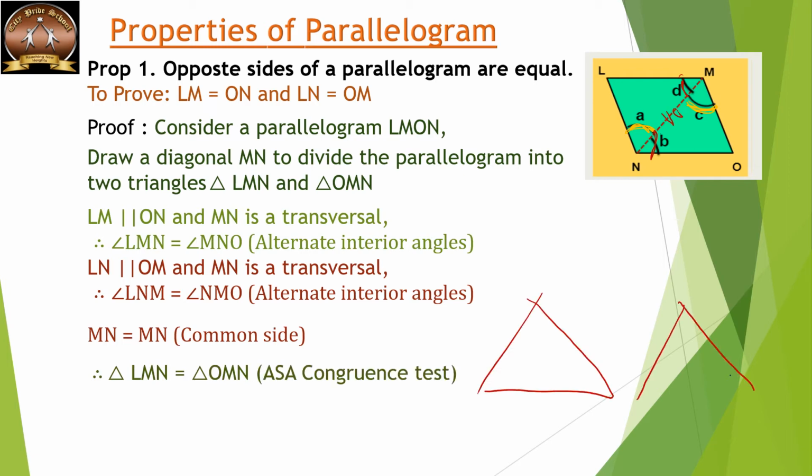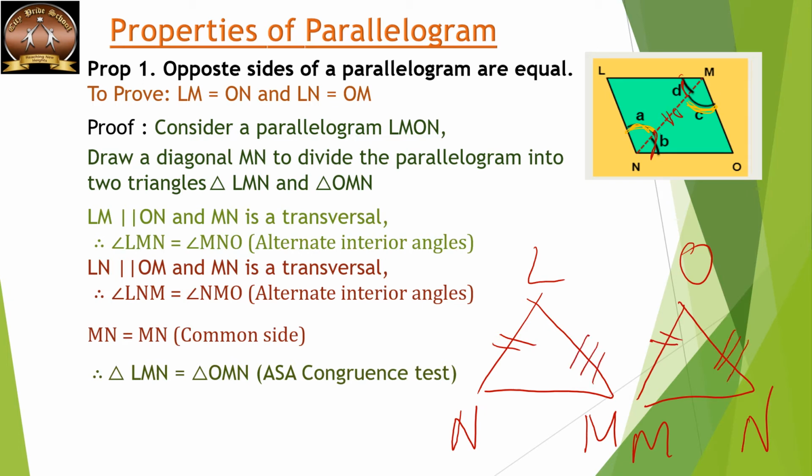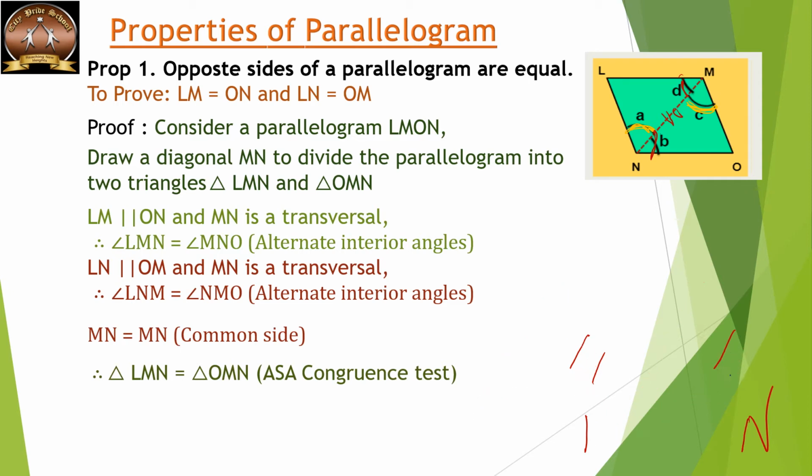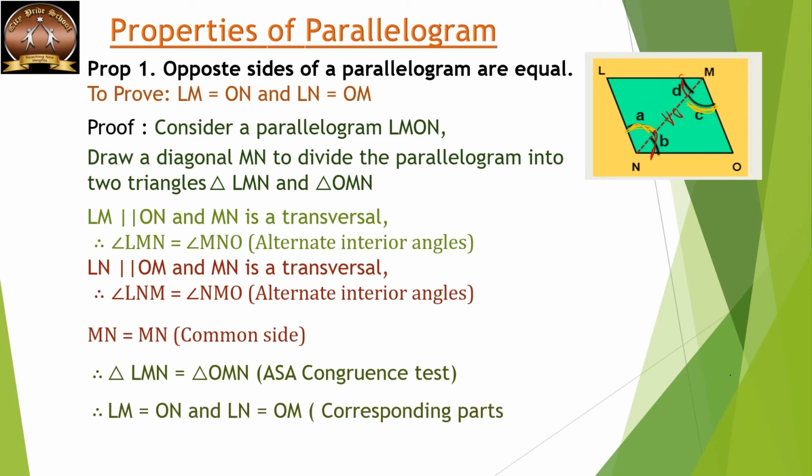So if I flip these triangles, remove them and separate, LNM will be equal to OMN. So we can see that LN is equal to OM, LM is equal to ON, exactly the way we wished. So I've just separated the triangle to show you. So therefore LM is equal to ON and LN is equal to OM by corresponding parts of congruent triangles are congruent. So hence we have proved our theorem.